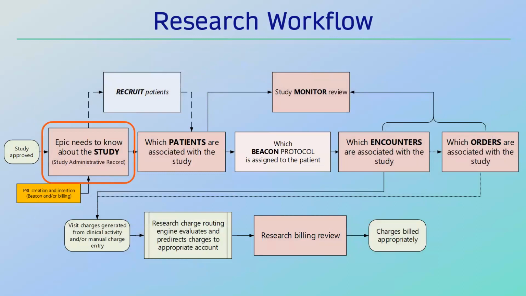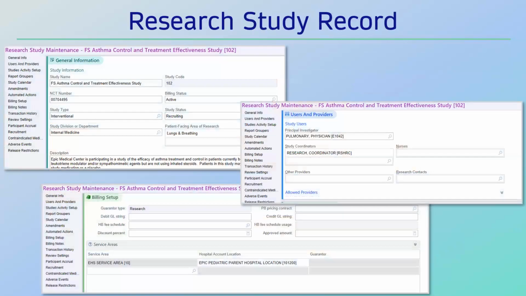So once you've decided to take part in a study and gotten it approved, the first thing is that your EPIC environment needs to know about the study. A research study record contains general information about that study. This includes things like the NCT number, the study status, the study type and area of research, a brief description, the PI and study coordinators, and numerous other study level attributes. This includes places to configure functionality such as recruitment and research billing, which we'll both discuss later.